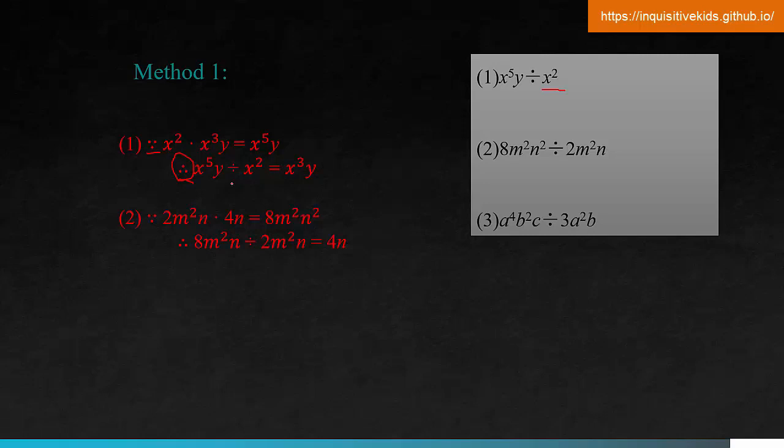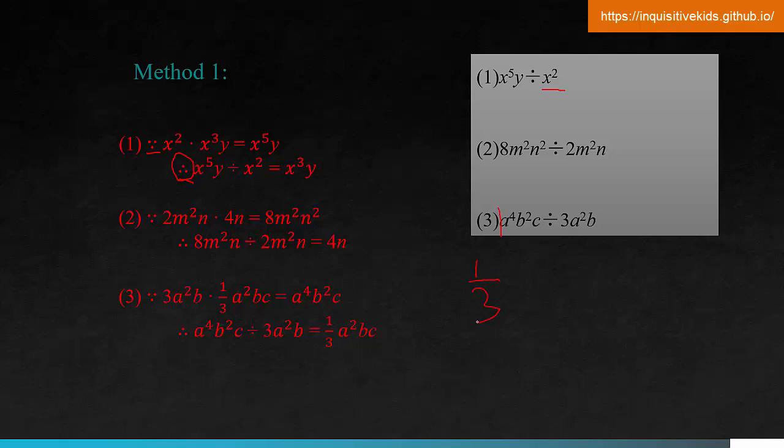And that would be 4n. Same method for the third problem. This one is a little bit more confusing. Over here, you might not see any coefficient in the first term, but there's actually a 1 over here. So what times 3 equals 1? We know that 1/3 times 3 equals 1.